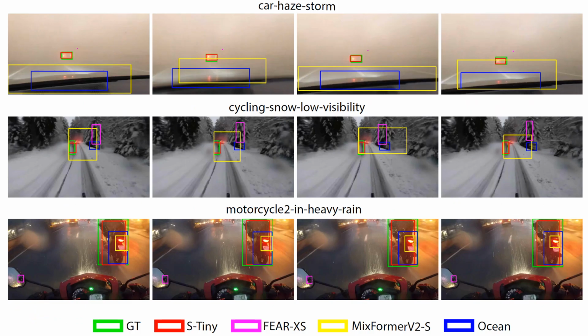The figure shows qualitative performance on the AVisT benchmark. We show examples such as tracking a car in haze in a storm, cycling in snow with low visibility, and a motorcycle in heavy rain. We compared our small model, S-Tiny, with FEAR XS, MixFormerV2-S, and Ocean. Note that S-Tiny and FEAR XS both run at 100 frames per second on a CPU. We show how our approach shows consistency with predictions that are also more compact to the object. Here, we present SiamABC, an adaptive and efficient tracker that is ready to be deployed in the wild.